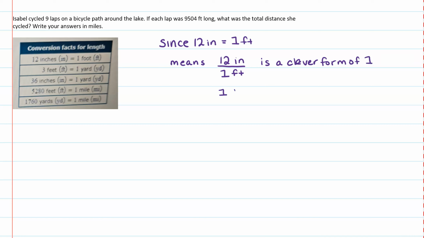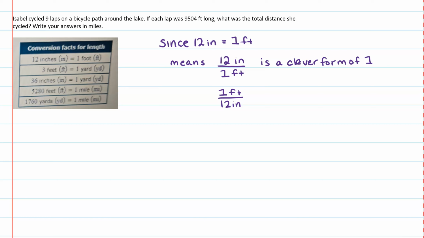Similarly, 1 foot over 12 inches is also a clever form of 1, because when you divide two equal amounts, it is equal to 1. So 12 inches and 1 foot are the same size. If you take 12 inches and divide it by 1 foot, it's 1. And if you take 1 foot and divide it by 12 inches, it's also 1. Okay, that's the idea behind these conversion facts. So that works for all 5 of the conversion facts in front of you.